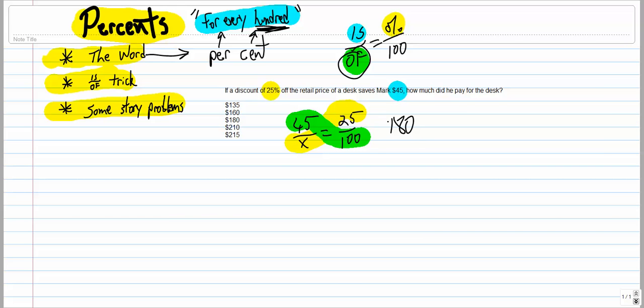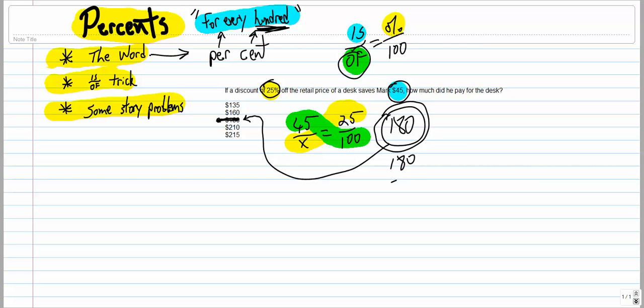Now, you might be thinking, oh, there's my answer. I see that in my choices. It is 180. So you jump on board and you mark C. And unfortunately, you get it wrong. The reason why is because the 180 is the original price of the desk before you took the 25% off. So how much did this person save? They saved the $45. So how much did they pay? They paid 180 minus 45, and that is $135.